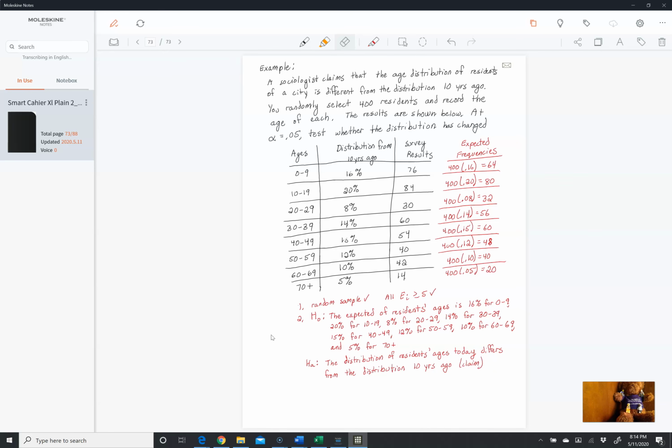Okay, the expected distribution is the distribution from 10 years ago. So we are still saying that the distribution differs from the expected distribution. Okay, alpha is equal to 0.05, and the degrees of freedom is equal to k minus 1. K this time is 8.